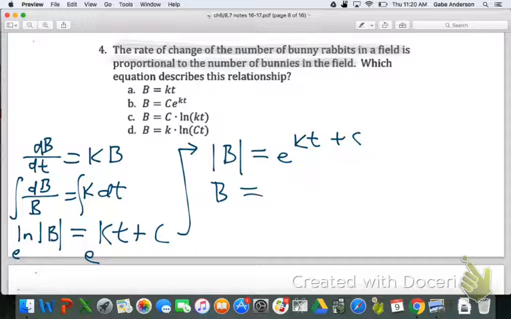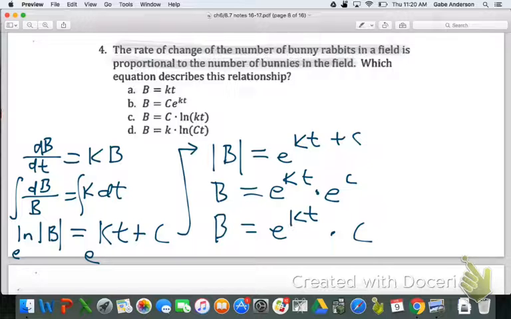Okay, and then on the right side, can I remind you of an old algebra rule? If you are adding exponents, you are really multiplying your bases. So this side would be e to the kt times e to the C. And let's just remember that e is a constant and C is a constant. So e to the C would just be some other constant. And so we could replace that with a different constant. So it'd be e to the kt times C, or Ce to the kt. Same thing.